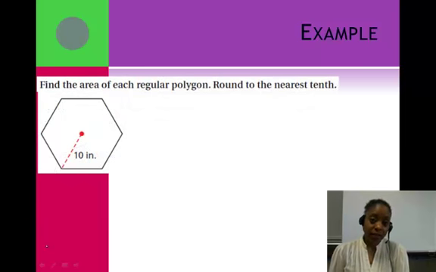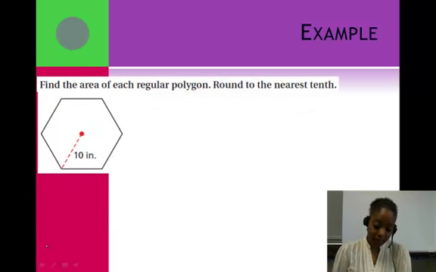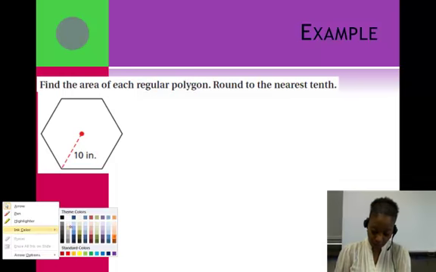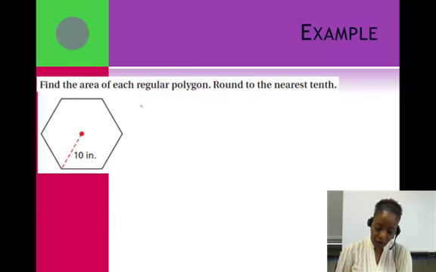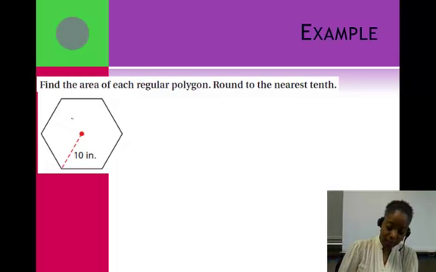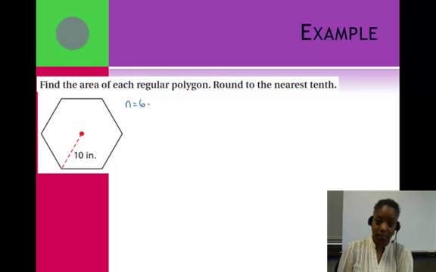Now let's find the area of this regular polygon, but this time instead of giving us the side length, they've given us the radius. So we're still going to have to find the apothem, and we're actually going to have to find the side length now, and we're going to use those to find the perimeter and overall the area. Let's see how many sides we have: 1, 2, 3, 4, 5, 6. So n is equal to 6.